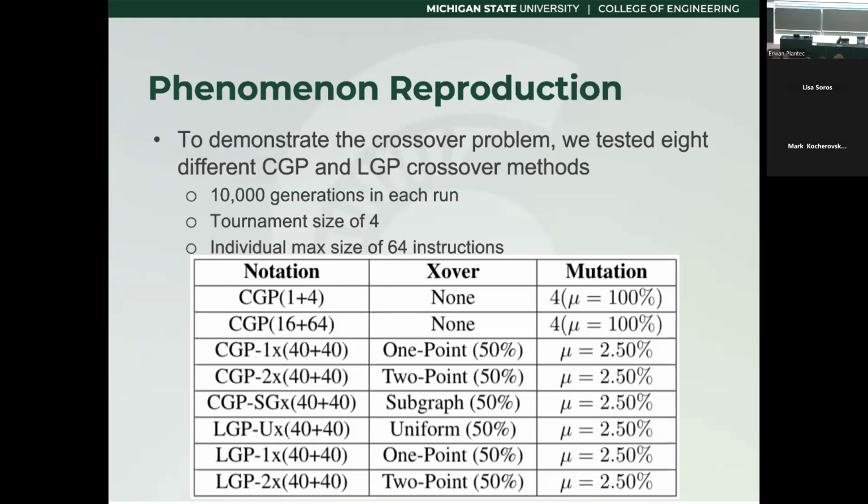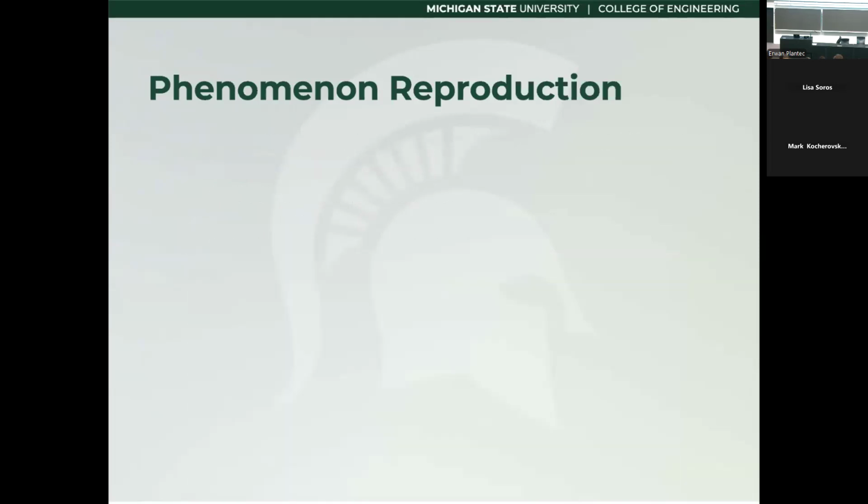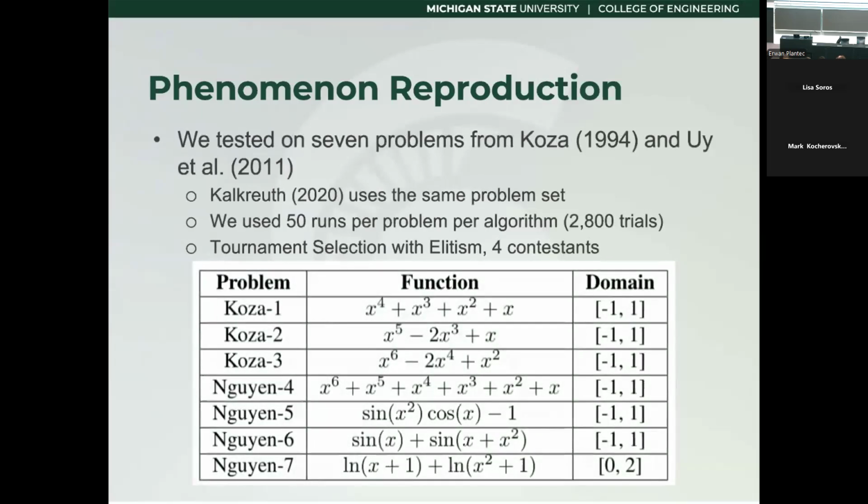We have 10,000 generations in each run, a tournament size of 4, and an individual can be at most 64 instructions. Although, of course, in CGP's case, this is fixed to 64. We tested on 7 problems from the literature. We used the same problem set as Calculate's 2020 paper, where he introduced subgraph crossover. So we did 50 runs per problem per algorithm. There's around 2,800 trials. And we had tournament selection with elitism using 4 contestants.